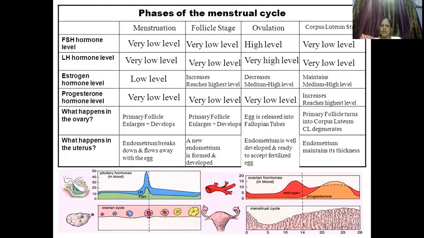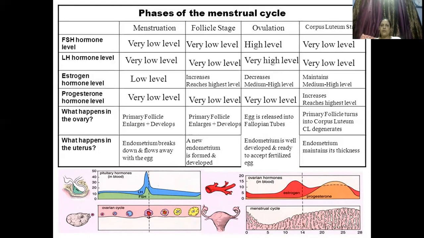It will release only one egg, not more than that. Okay. Now here in this particular chart, you could compare what happens to the levels of the different hormones, that is the follicle stimulating hormone, the luteinizing hormone, the estrogen, the progesterone, and what happens in the ovary and what happens in the uterus.